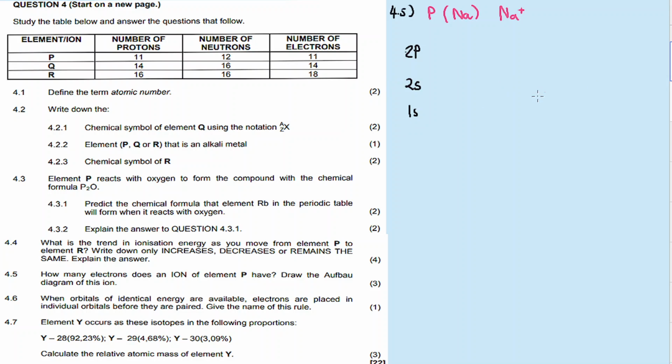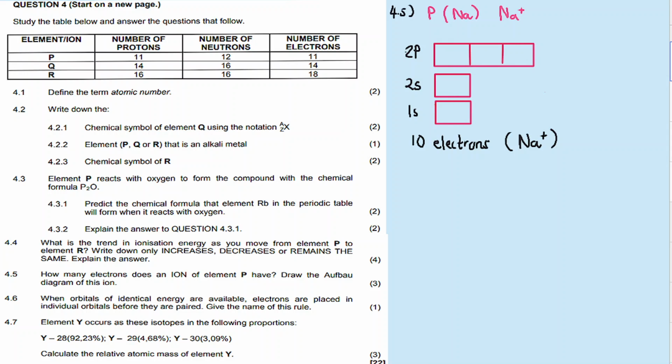On the first energy level we have the s orbitals, and then on the second energy level we have the s and p orbitals, right? So the sodium ion has 10 electrons. The element has 11 electrons, since you lose 1 electron you are left with 10 electrons.